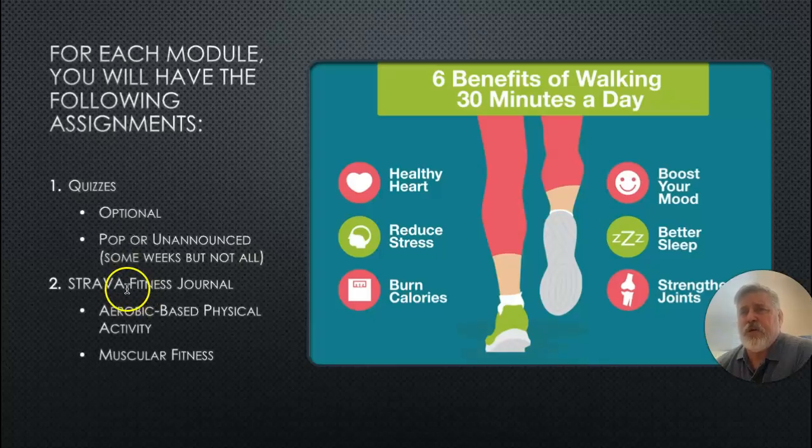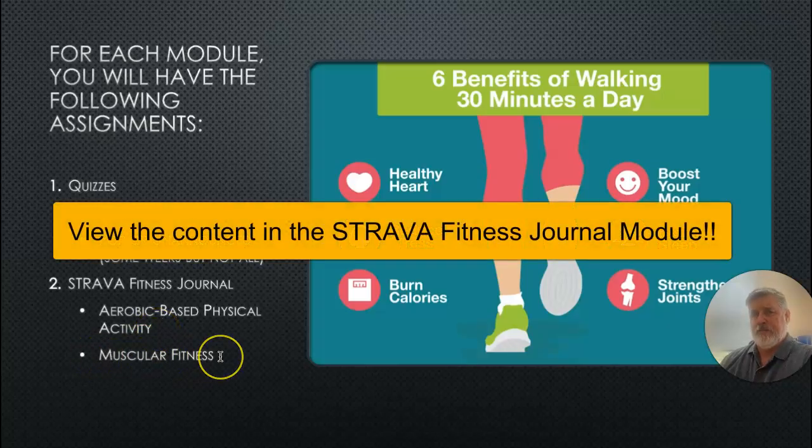There's the Strava Fitness Journal, which is your main way to communicate the activity that you've done. Each Strava Fitness Journal will have an aerobic-based physical activity component, and then you'll have a muscular fitness component. For week 1, module 1, I don't have a muscular fitness component because I want to make sure that everyone is comfortable using Strava. We get all the kinks out, and then I'll add muscular fitness in week 2.